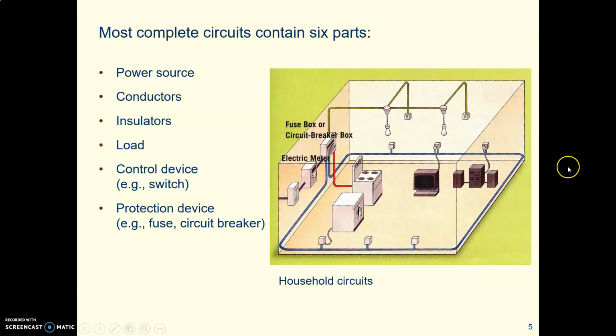And then circuits usually have other stuff too. They've got wires or conductors. The wires have insulation on them. In addition to the load, like the light bulb or the stove, and the control device, like the switch, there's often some kind of protection device, a fuse or a circuit breaker, for example. And when we get to motor control circuits in a few weeks, we'll look at those protection devices a little bit.